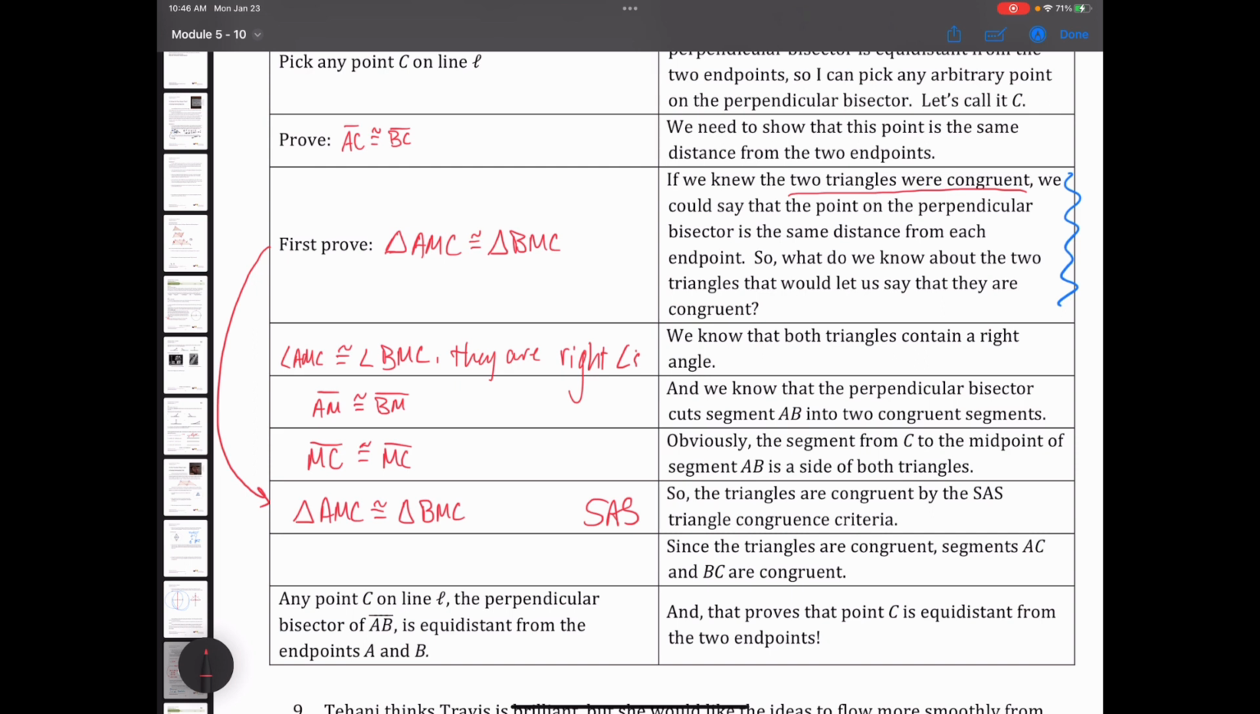So now you can make that statement because we have said an angle is congruent, a side is congruent, and another side is congruent. Except for the angle between those two sides, right? So now we've got side angle side. SAS.